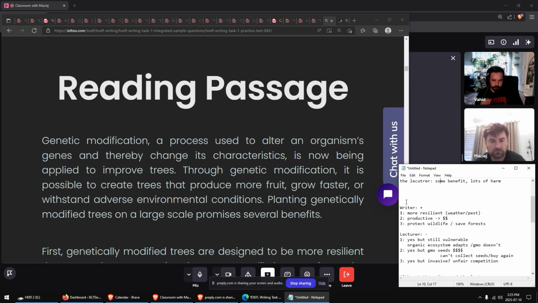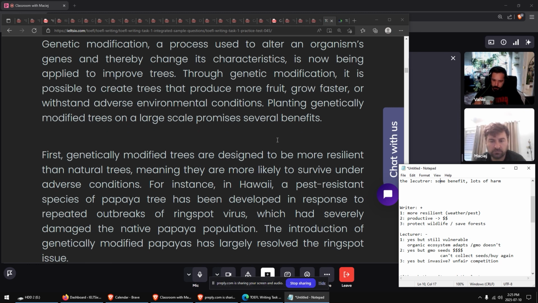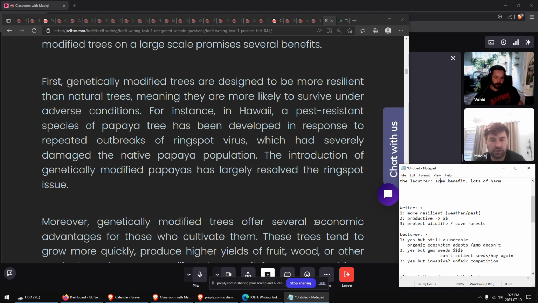Now, paragraph 1, what's happening? The writer believes that using GMO can produce more resilient trees. It's important not to mention seeds because we do have seeds as a separate conversation later. Different one, yeah. And when you say stronger, you can even include the example.